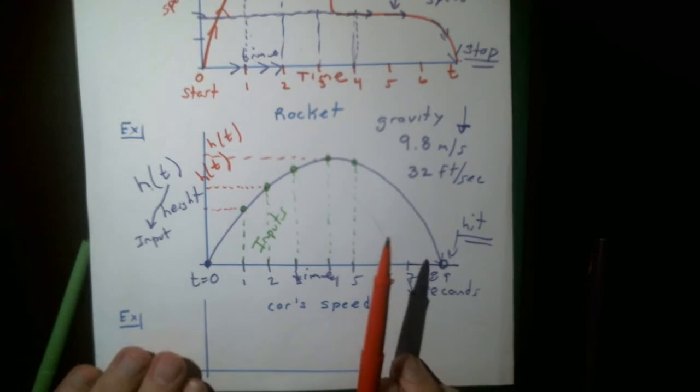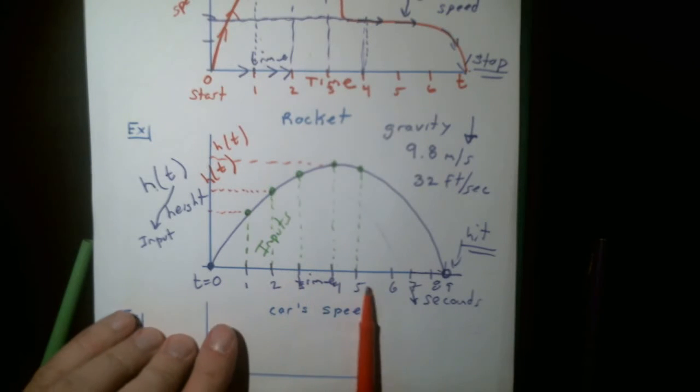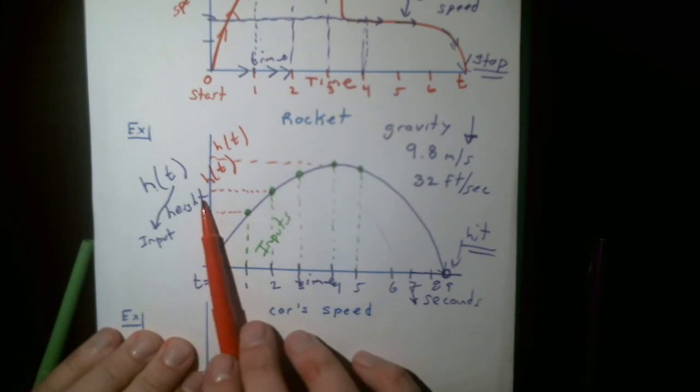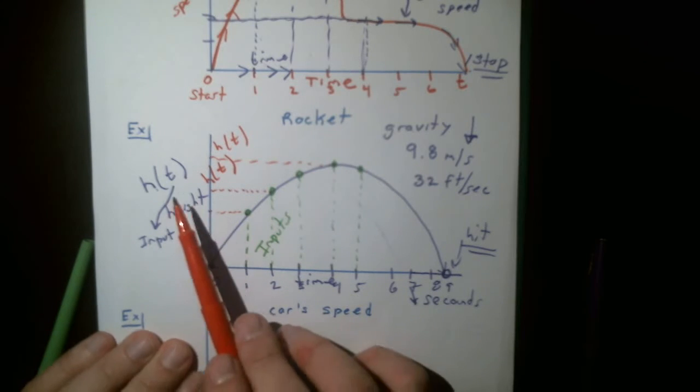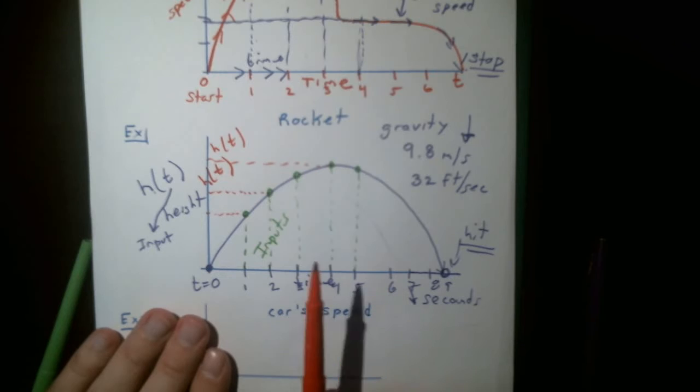So this is another function: for every input in time, you get an output of height. So let me repeat that again because this is crucial. This is for your definition.